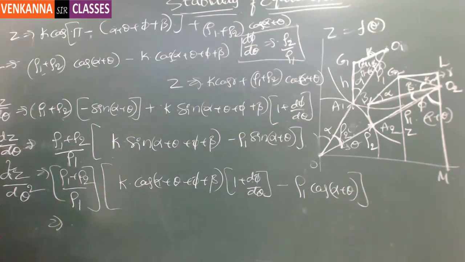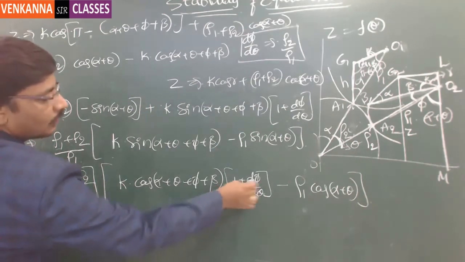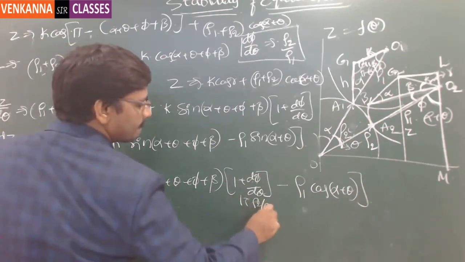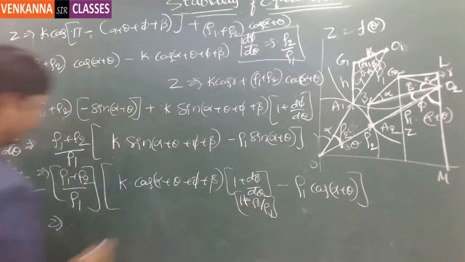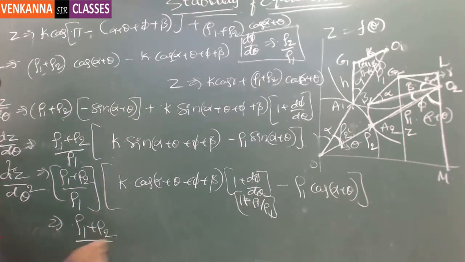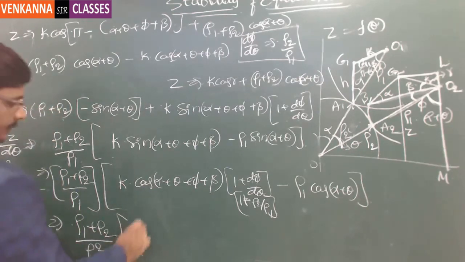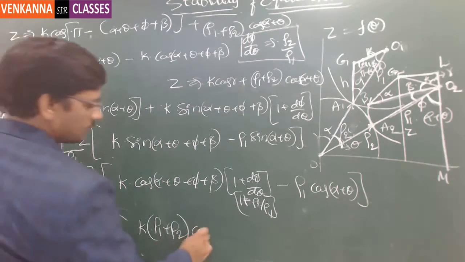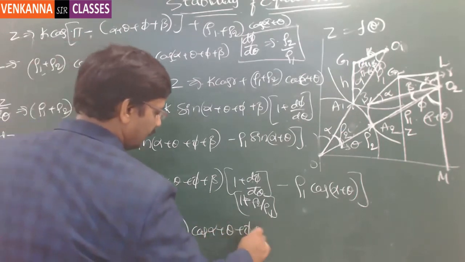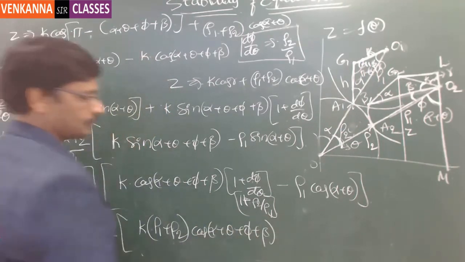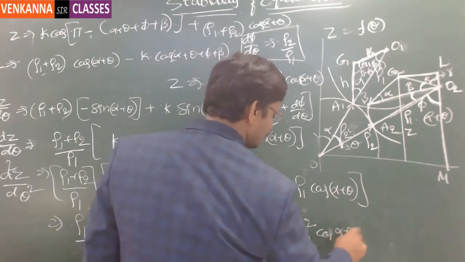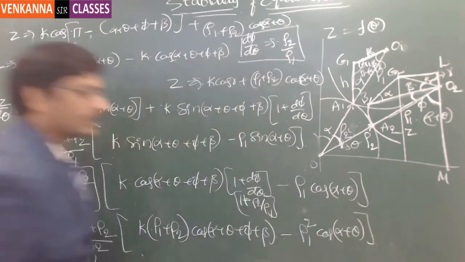So if you further simplify it again, 1 plus dφ/dθ, this is 1 plus ρ2 by ρ1 again. So this can be simplified as (ρ1 + ρ2) by ρ1 squared. Then k times (ρ1 + ρ2) cos(α + θ + φ + β) minus ρ1 squared cos(α + θ). This is the second derivative.